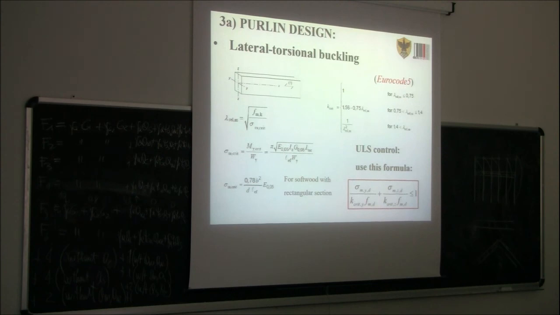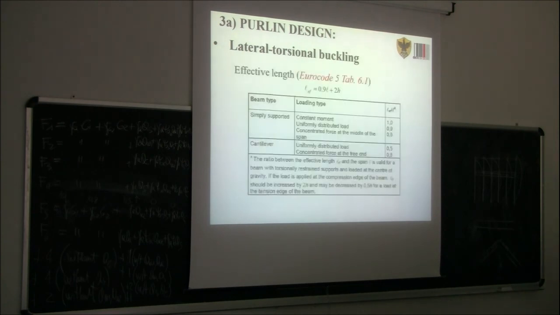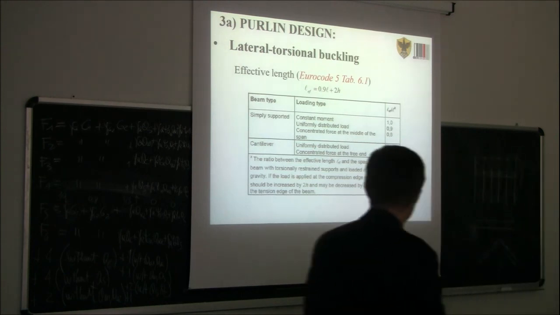Now, without losing too much time, by now you know how to do it, I would say. Don't need to go too much into that. Just remember you need to check the effective length. The effective length, since we have a uniformly distributed load, is 0.9 L plus twice the depth of the beam. In this case, if we have a shallow beam, it's not a big increase.